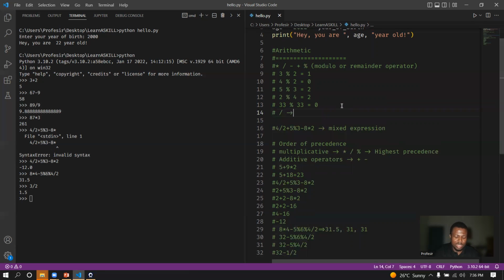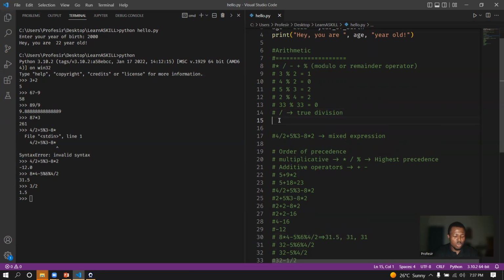Python's division is true division, just like we have in mathematics. Now, in languages like C++, if you do division like we've done here, instead of 1.5, you get 1. That's a situation called integer division. So if you want to do integer division in Python, then you have to use the double division sign.